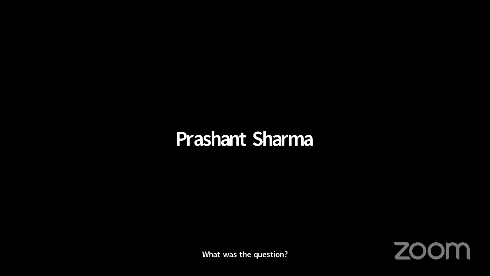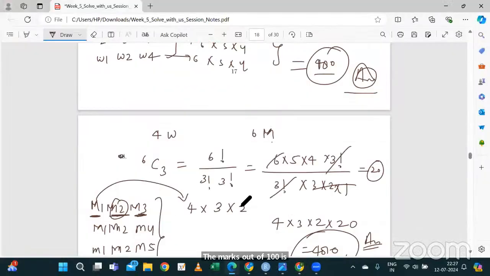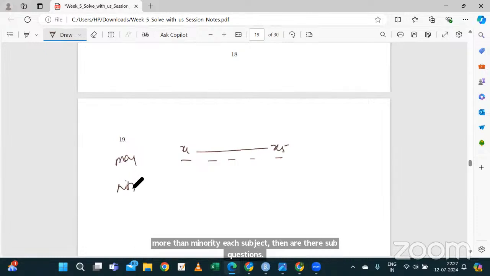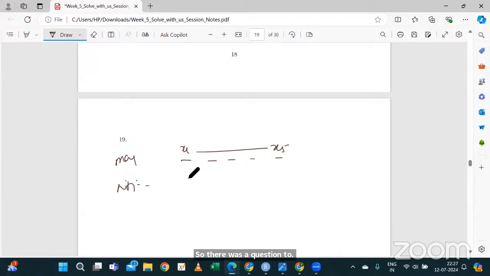One second. Should I read it? Yeah, go ahead. You can read it. The marks out of 100 scored by Manoj in a semester exam are given as this. If Nitin has scored 5 marks more than Manoj in each subject, then there were sub questions. So there was a question to find out the correlation. So the correlation is 1. Yes, correlation is 1, but how to get it so fast?